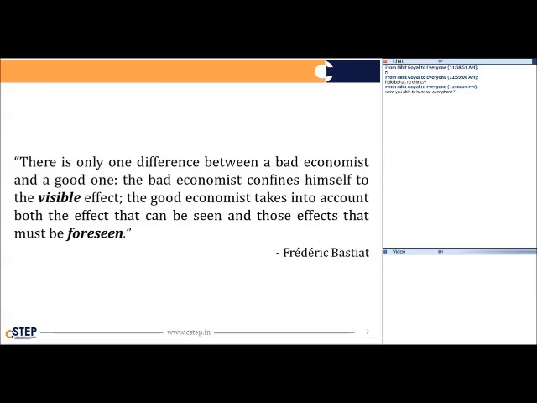So it's this prevalence of unintended consequences which perhaps led Bastiat to remark that there's only one difference between a bad economist and a good one. The bad economist confines himself to the visible effect. The good economist takes into account both the effect that can be seen and those effects that must be foreseen. Bastiat was also incidentally the person who formulated the concept of opportunity cost, so it links quite well with his own thinking on anticipating the foreseen.